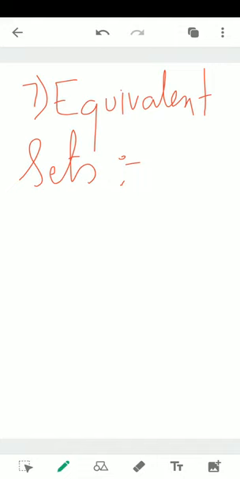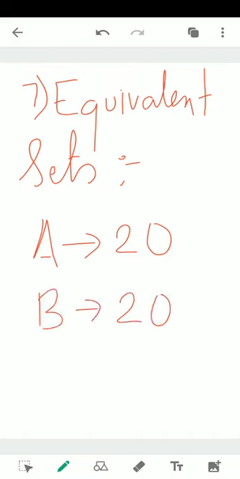What I mean to say is, if I say section A of class 8A has 20 students and section B also has 20 students, hypothetically, and if I consider them as sets, then I can say that the number of elements in set A is 20 and the number of elements in set B is also 20. Now I can say those two sets A and B are nothing but equivalent sets. So equivalent sets are those sets which have the same number of elements in them.